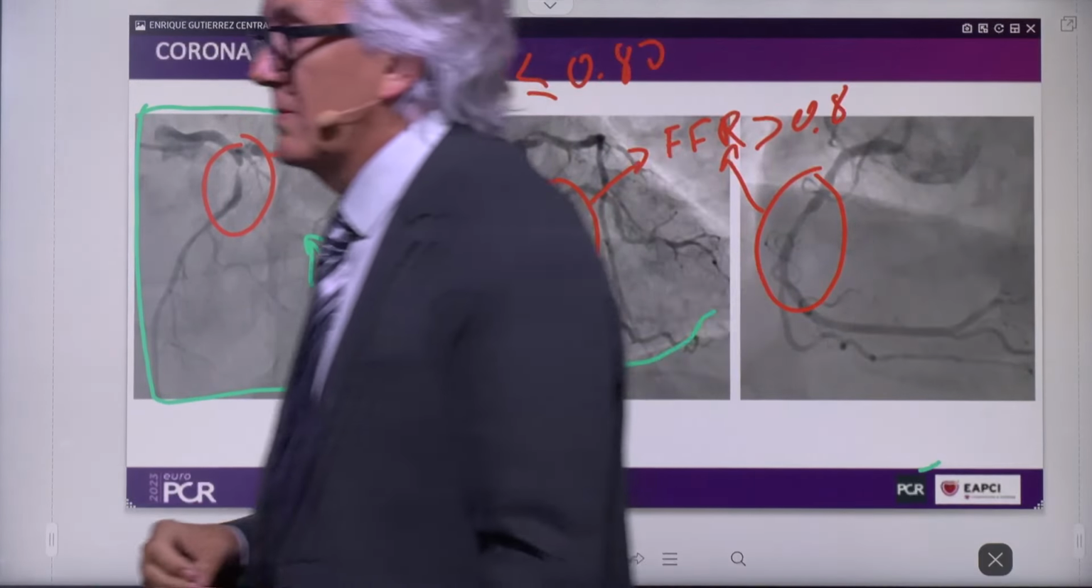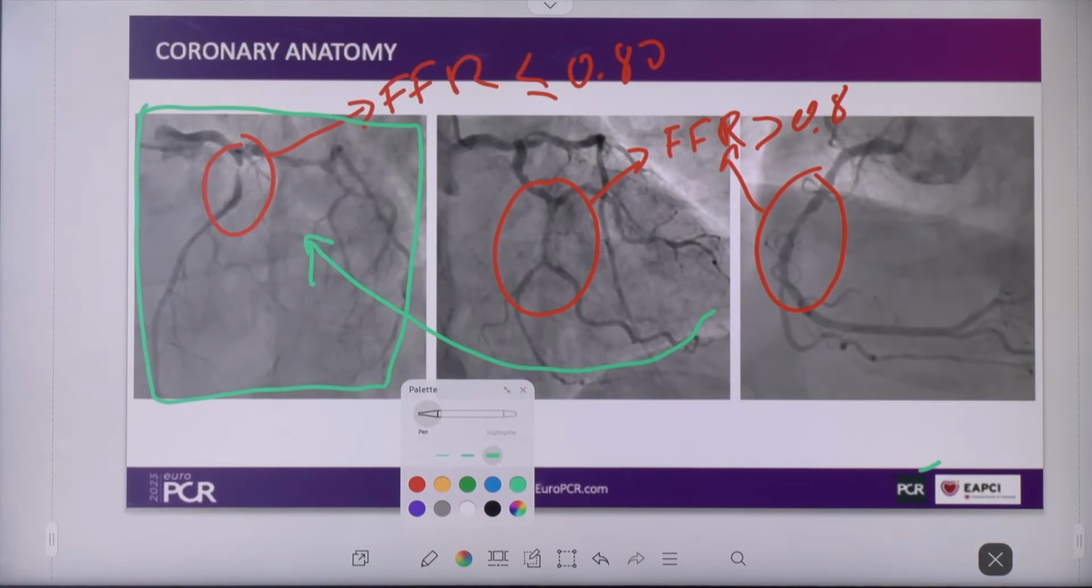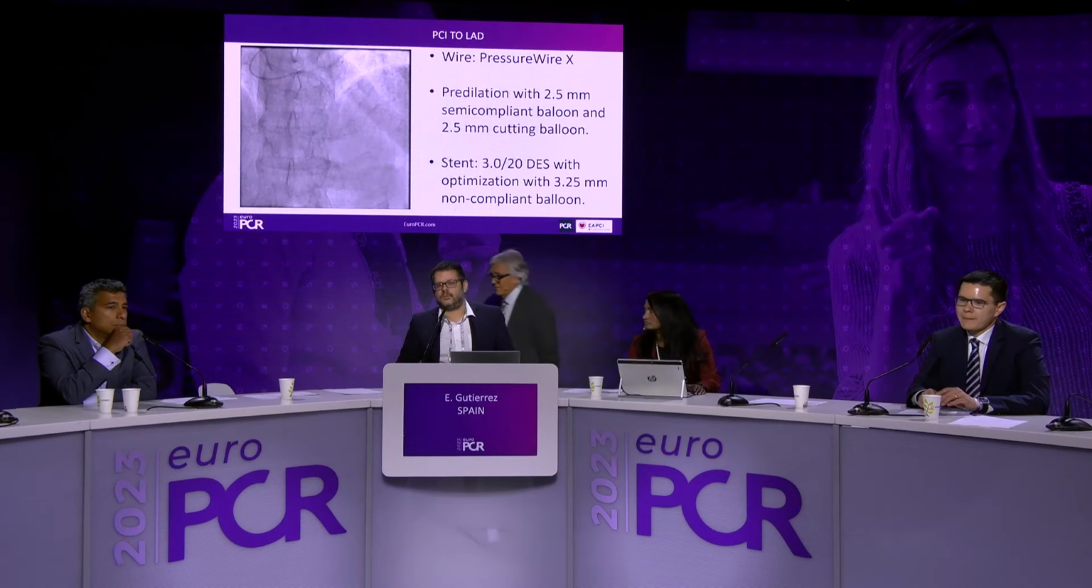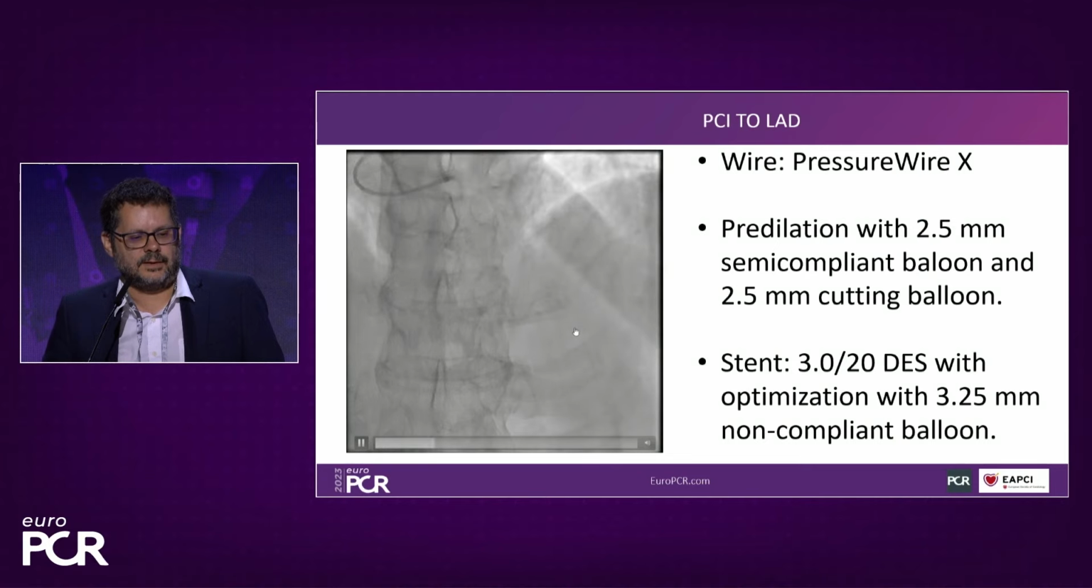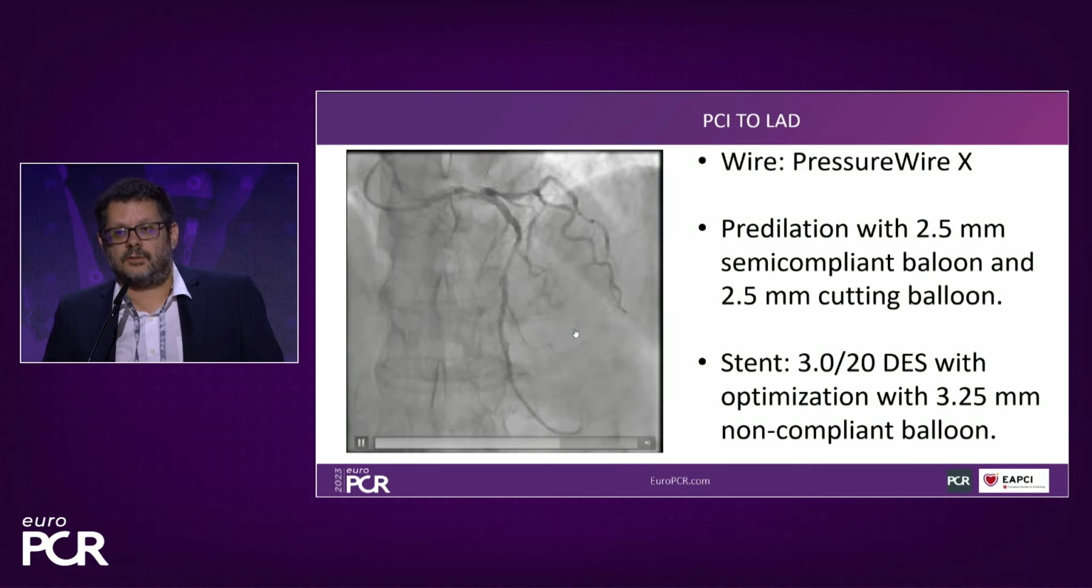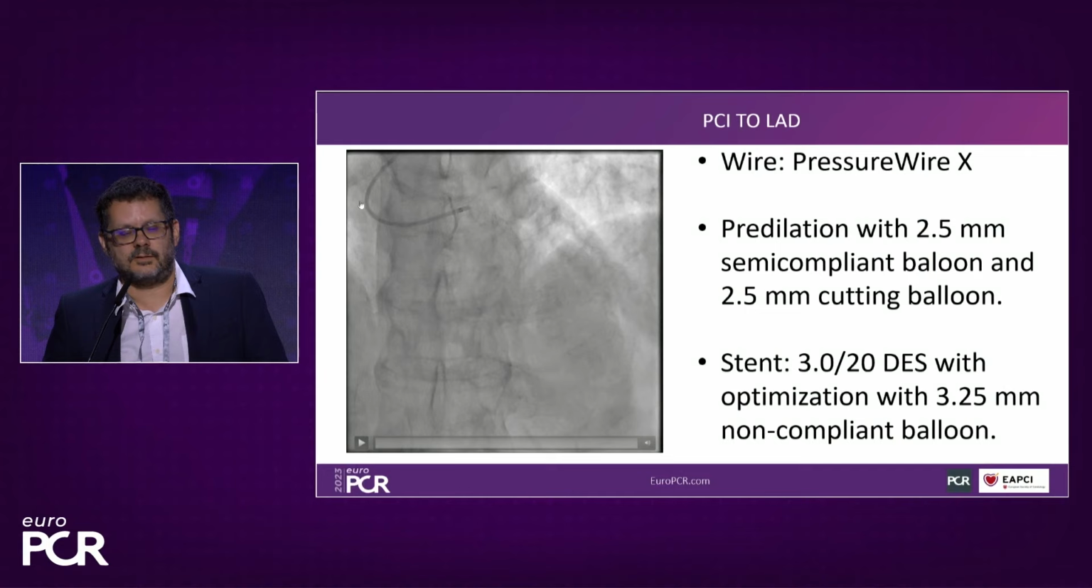Right. So that was our take on this case. What we decided to do was single vessel PCI. Of course, there's a lot of calcium, so we used the same wire. We used the pressure wire X for PCI. We did predilation with a 2.5, and then we used the cutting balloon because of the calcium, and implanted a 3.0 stent that was optimized proximally to 3.25. This is the final angiographic result, and there's one thing that's interesting here.